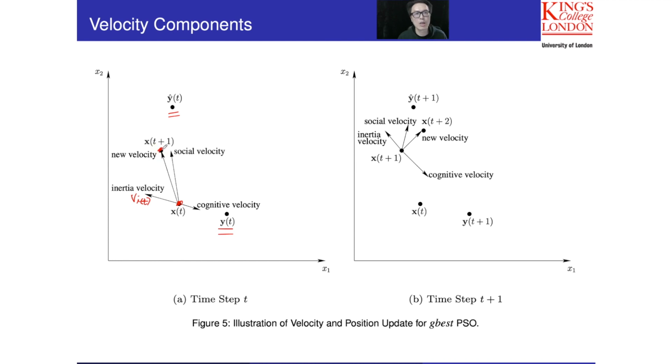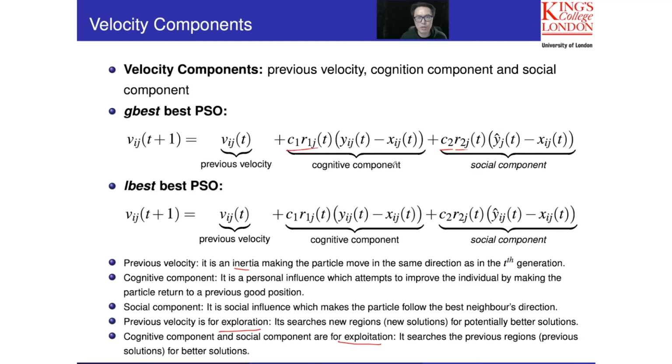It depends on which one takes the heaviest weight. For example, here the social velocity takes a heavy weight, so x_t+1 points toward y hat, the local best or the global best position. After the particle moves from x_t to x_t+1, we update the local best as well as the personal best position, and then generate the random number r again and compute all three components.